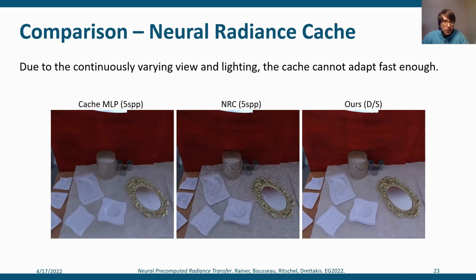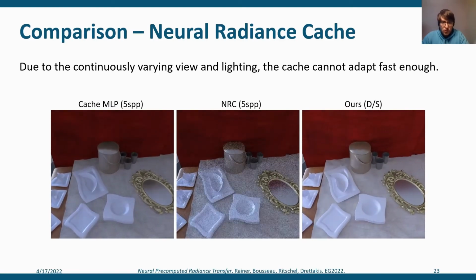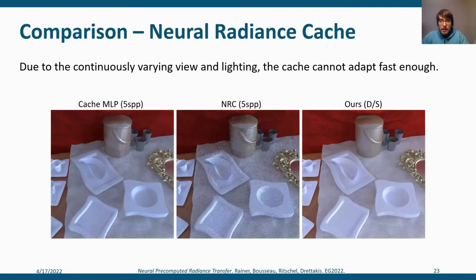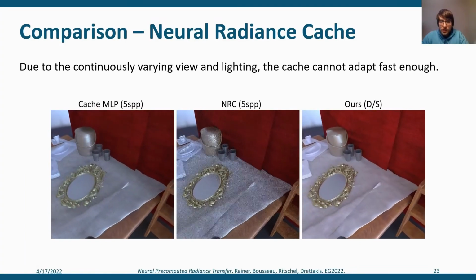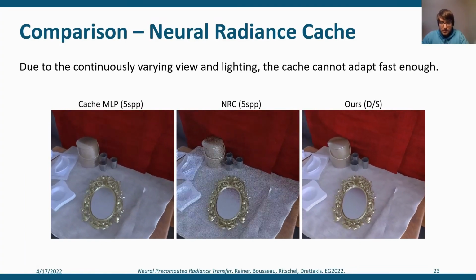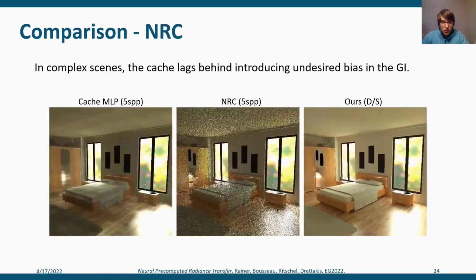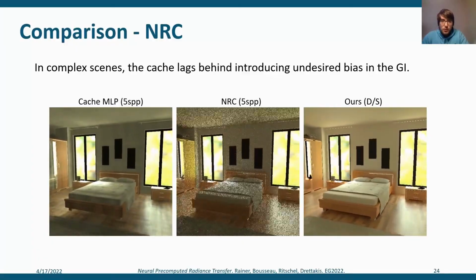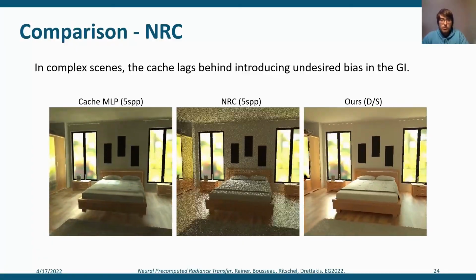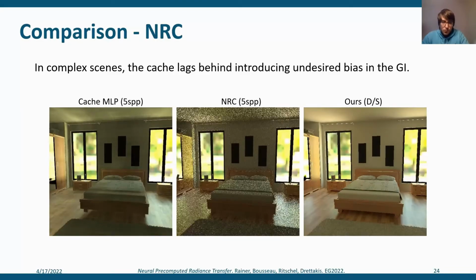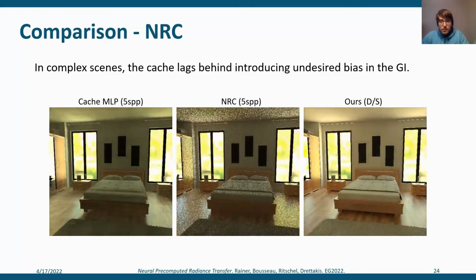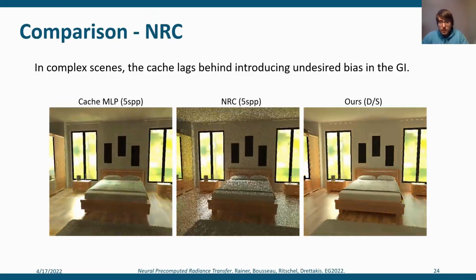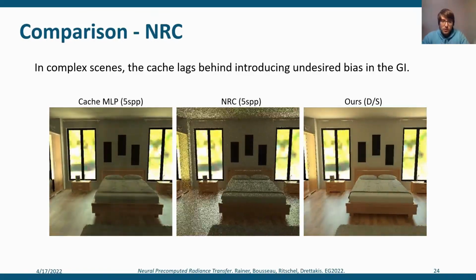So as you can see on the left, the cache does a good job of overfitting to the scene very quickly, but when the camera and the light conditions change, it's always lagging a bit behind. And this is even more noticeable in complex scenes like this, where the cache basically introduces undesired bias into the global illumination. And also, since it relies on real-time path tracing for the first bounces, the noise from the insufficient number of samples per pixel is also really noticeable.